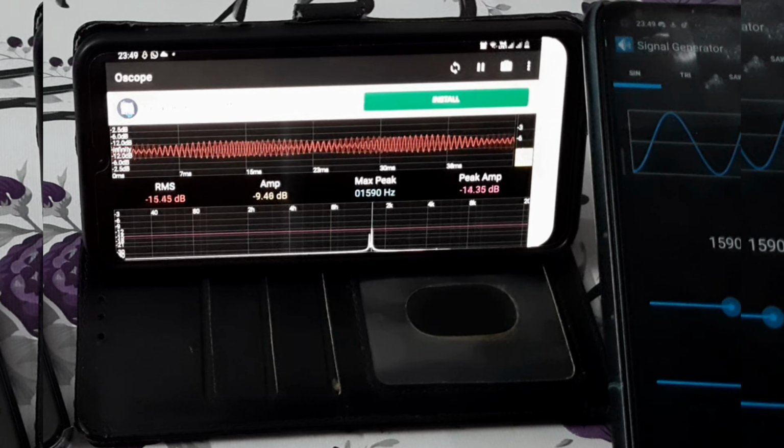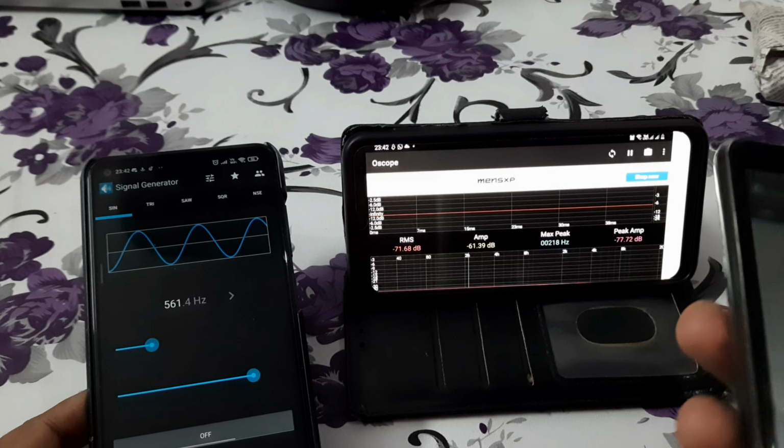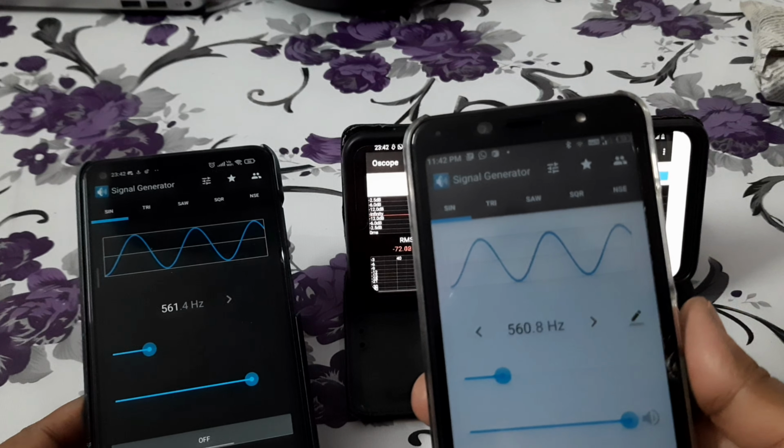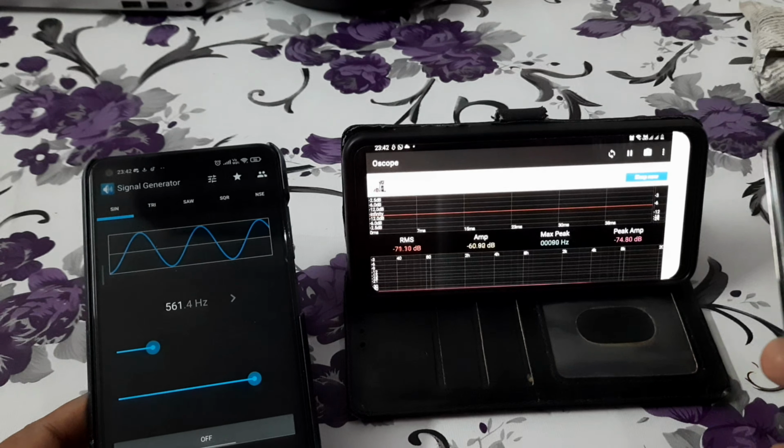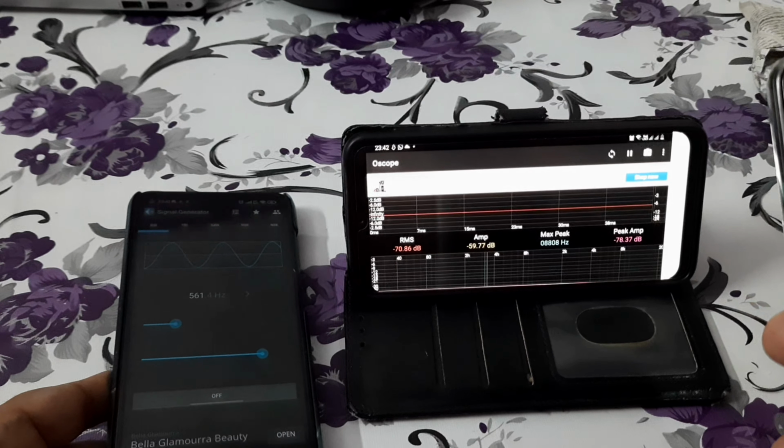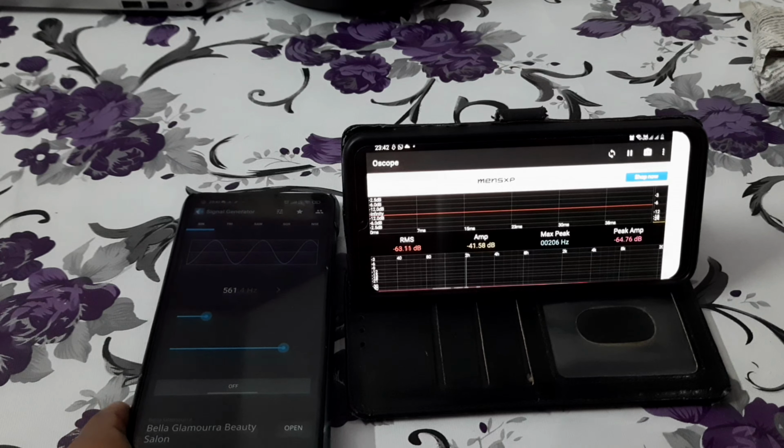For this interference activity, I have used 3 mobile phones. In 2, I have downloaded a signal generator, and in 1, a sound oscilloscope. I have taken the range of frequency from 500 to 2000 Hz.